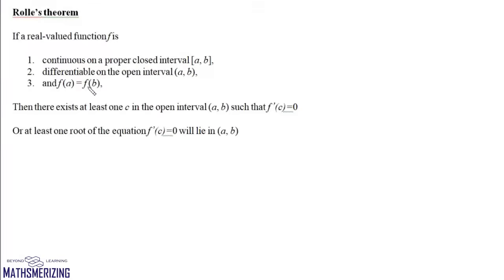Now the third important theorem is Rolle's theorem. Now in Rolle's theorem we have three conditions and then statement for Rolle's theorem. So what are the conditions for Rolle's theorem? Conditions are, if function f is continuous in closed interval [a, b] and it is differentiable on the open interval (a, b) and f(a) equals f(b). So if all the three conditions are met for Rolle's theorem, then the theorem says there exists at least one c in open interval (a, b) such that f'(c) is 0. Or in other words, we can say that at least one root of the equation f'(x) equals 0 will lie in open interval (a, b).